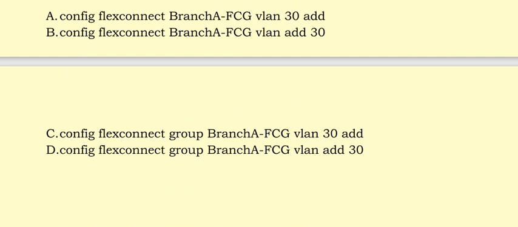Option C, config Flex Connect Group Branch A FCG WLAN 30 add. And option D, config Flex Connect Group Branch A FCG WLAN add 30. The correct option is option D.